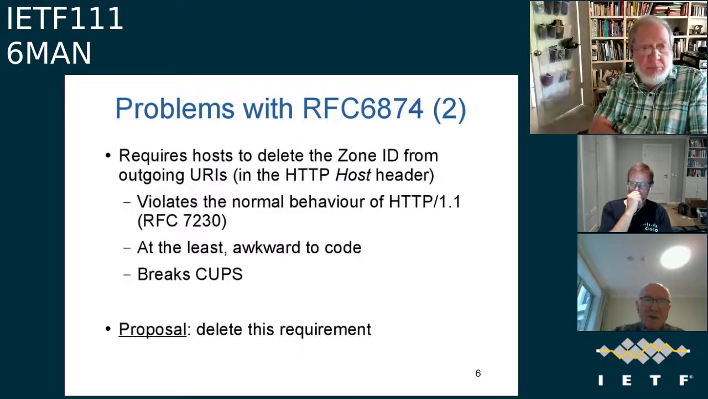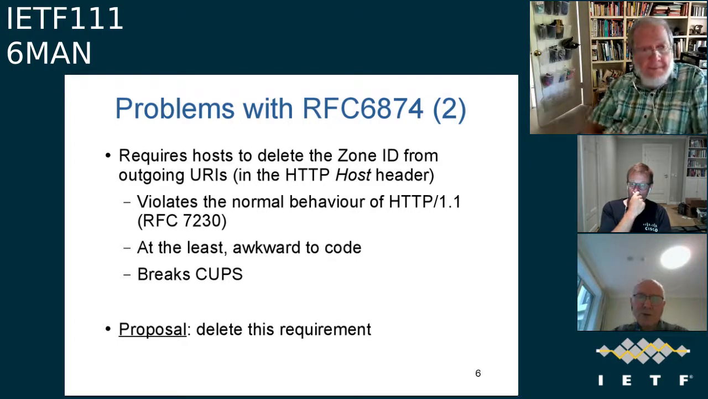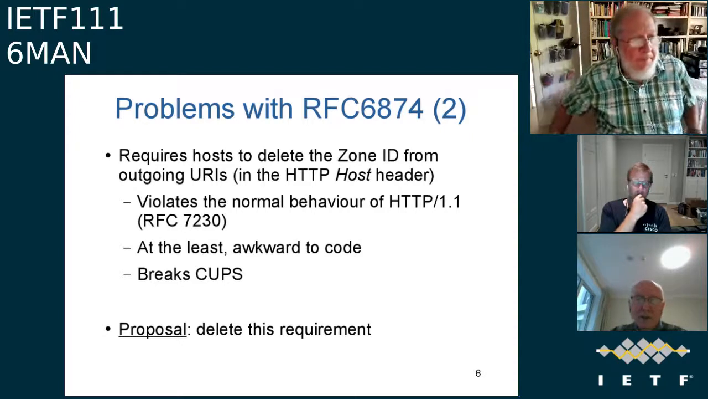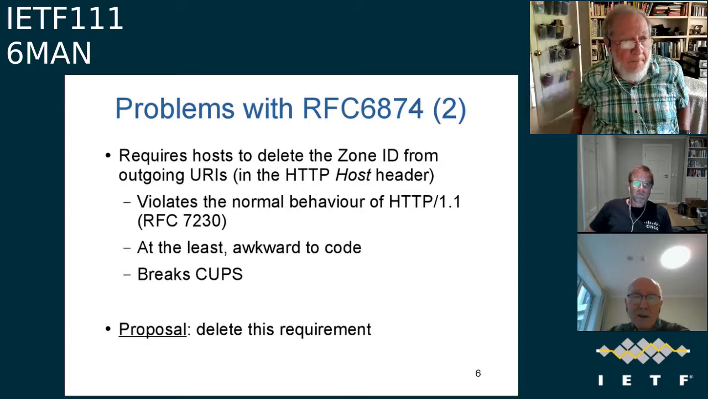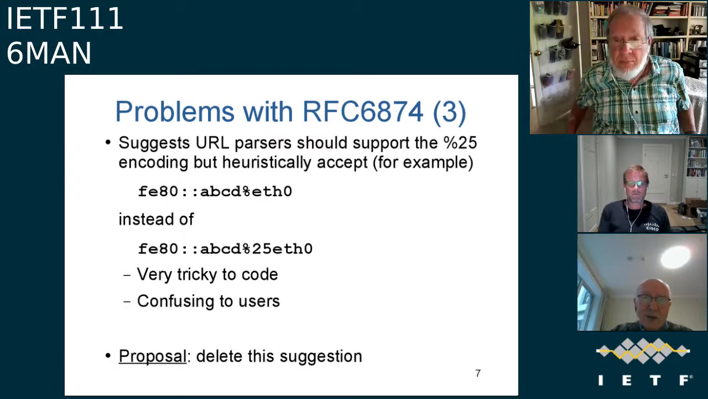The second big problem with RFC 6874 was that it has a rather strange requirement, which is to require a host to delete the zone identifier from an outgoing URI. That's within the HTTP host header. I actually dug into the HTTP RFC for once in my life, and discovered that this requirement actually violates the normal behavior of HTTP. At the very least, it's awkward to code, and it breaks at least one application that we know of, which is CUPS. So our proposal in the draft at the moment is to simply delete that requirement because it's never going to get implemented anyway, and it's one of the main reasons that the browser people don't like the RFC.